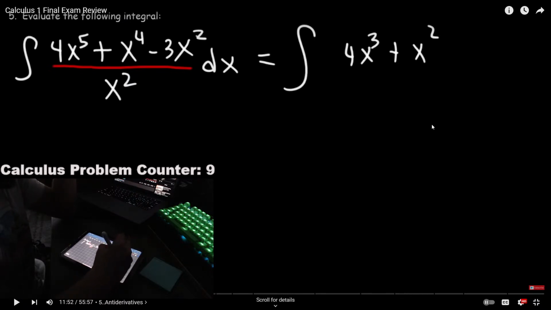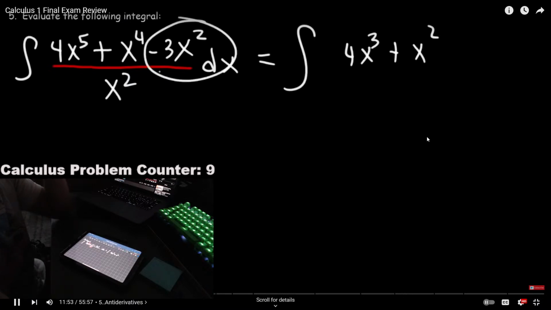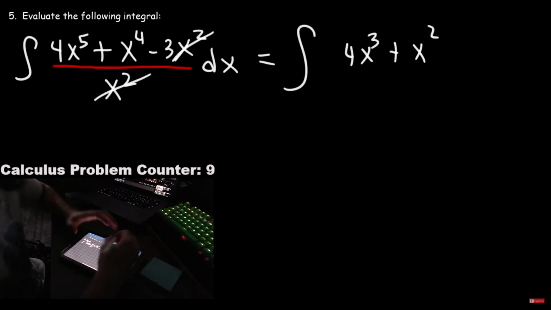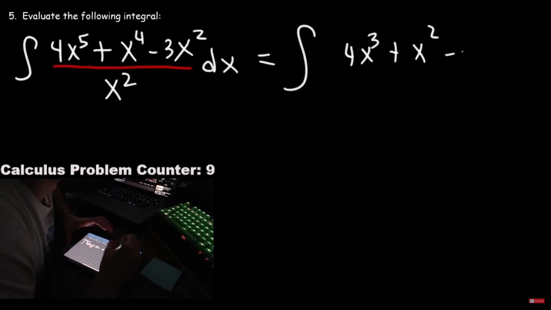So we have 4x to the third plus x squared minus 3. And then negative 3x squared divided by x squared: the x squared stuff will cancel, and so it's going to be negative 3.